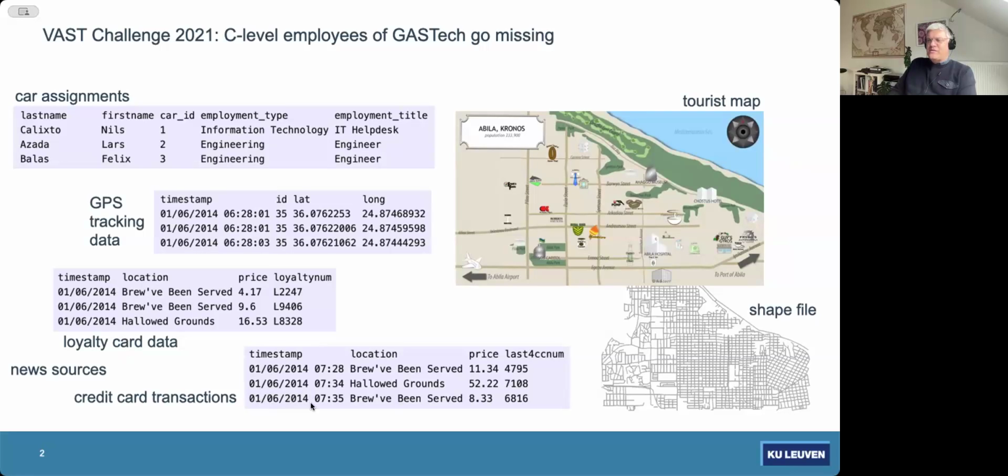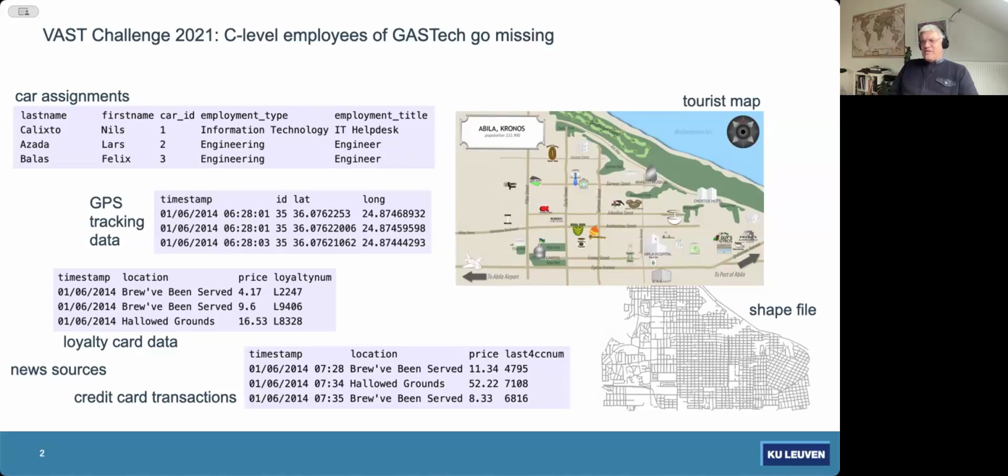We had credit card transactions for many of the different restaurants and cafes and pubs and so on. So what amount was charged by whom on which credit cards, and we also had loyalty card data. And that's the information that we had.